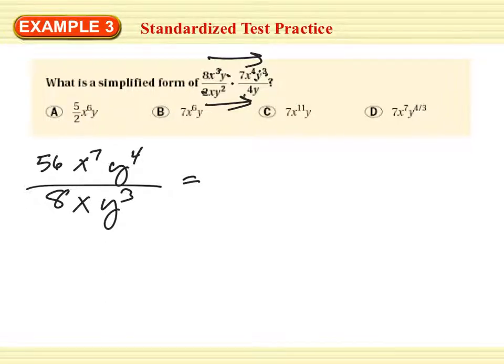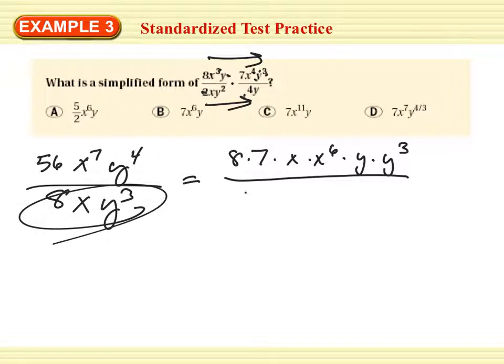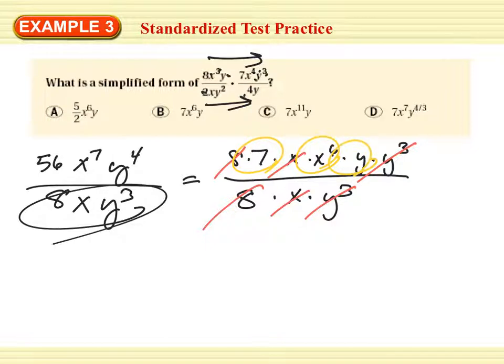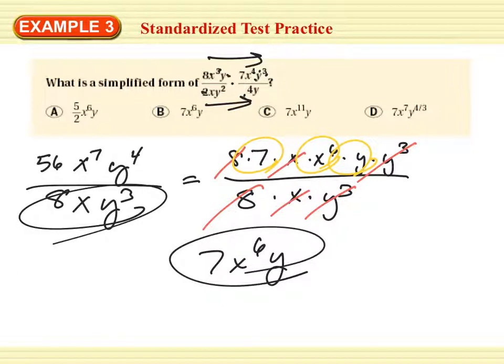Okay, factor if possible. So I know I have an 8 times 7 times x to the 6th times y cubed. Okay, I split those into things that I saw in the numerator. I have an 8, an x, and a y cubed. So I know I can cancel things. And I know I can circle things that are left over. So my answer is 7x to the 6th y, which is B.